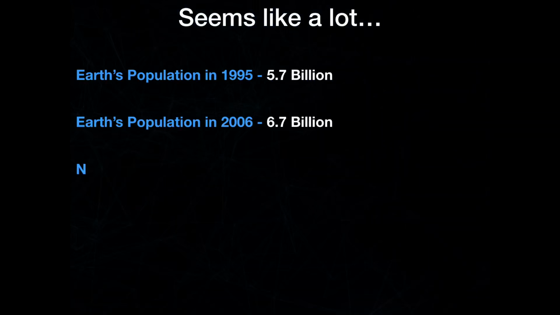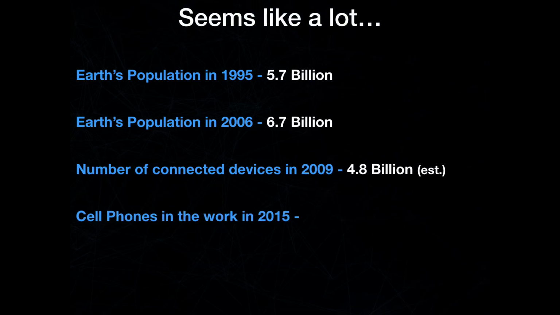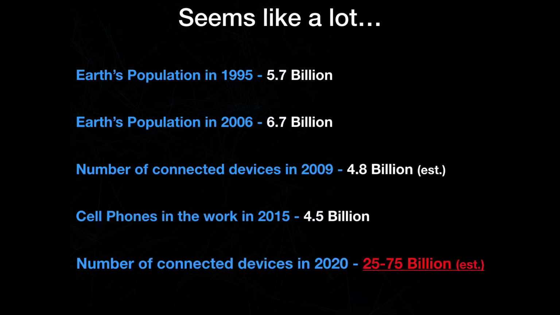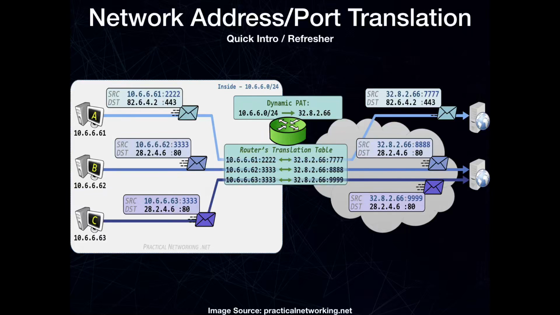But if we look at the numbers, in 95, we already had more people on Earth than addresses. And if everybody had one address, we were screwed. By 2009, we'd already exceeded IPv4's capacity. And by 2020, we're estimating roughly 75 billion internet-connected devices. So we're screwed. Well, then we came up with this little idea, NAT.